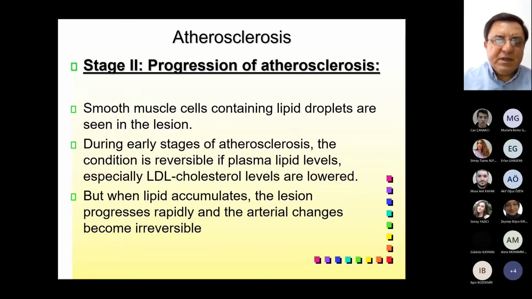So smooth muscle injury may have originated from the lipid peroxidation. Then in the second stage, this condition may be reversible if we are trying to decrease the plasma lipid levels, especially the LDL levels. But if we don't, then the lipid accumulates, the lesion progresses rapidly, and some endothelial changes, some arterial changes might be irreversible. So the smooth muscle proliferation is the center of stage 2 in the progression of atherosclerosis.